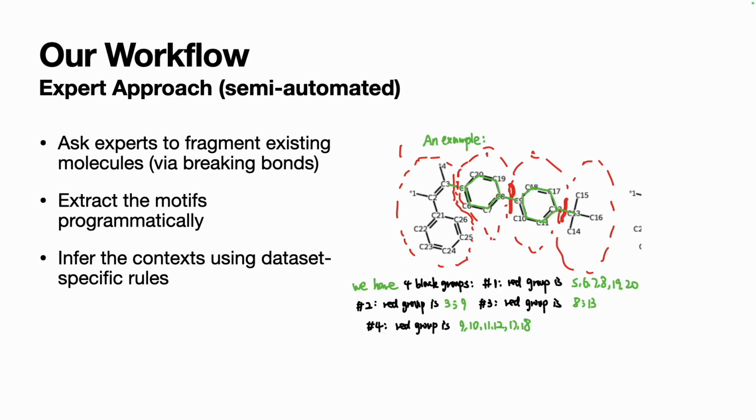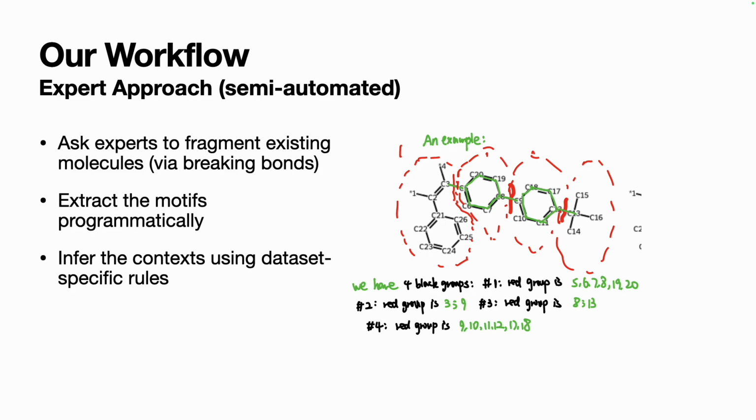Now, when the compilation of motifs is not present at the start, we use a data-driven approach to extract these motifs along with building the representations of existing designs over these motifs. The way we do this is as follows. We ask experts to fragment existing molecules by simply identifying the bonds to break. After breaking the bonds, we obtain a set of fragments that ideally correspond to meaningful functional groups.